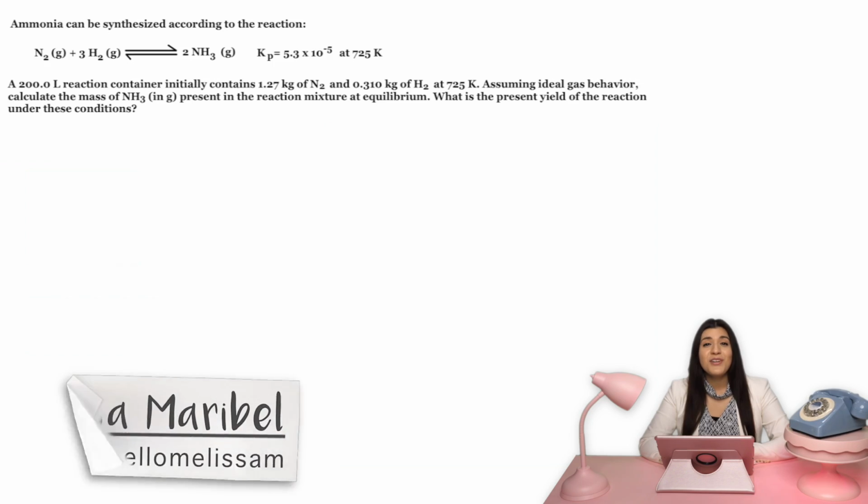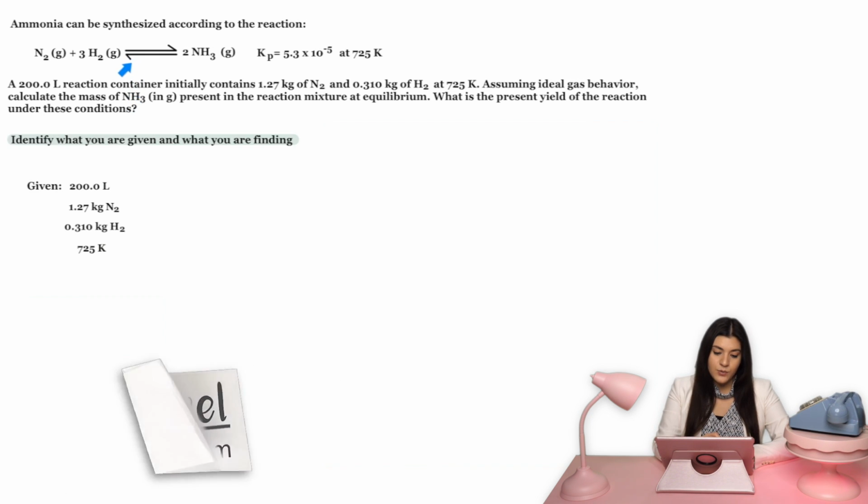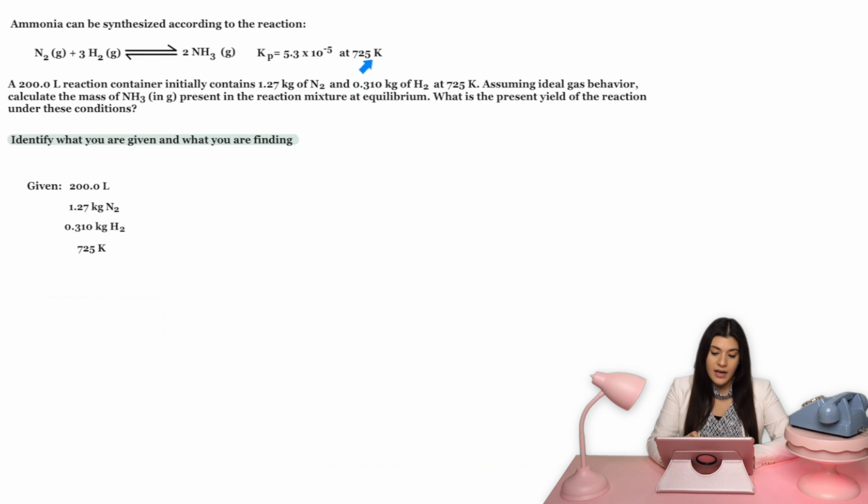20.1%. Let's go over that. First thing you want to do, identify what you're given and what you're finding. We're given our balanced equation as well as our Kp value at a specific given temperature. So these are all our givens. We have our volume, we have 2 different masses for our reactants and our temperature.